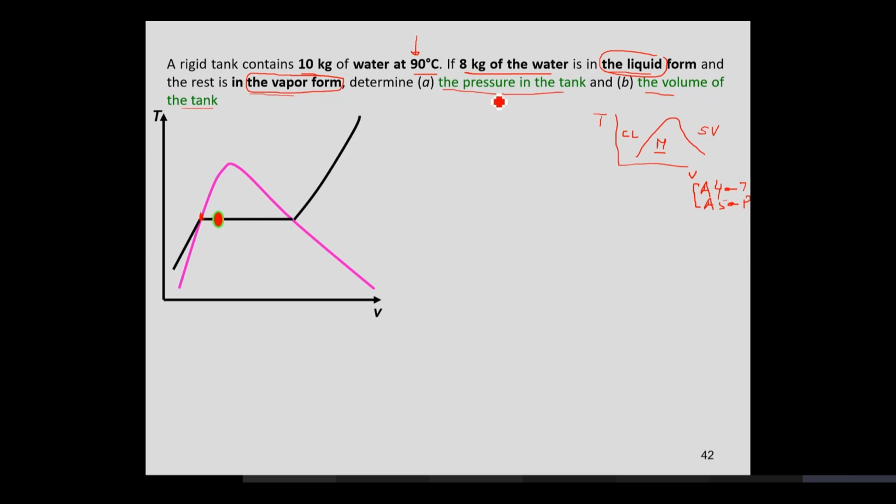Now the first thing you have to determine is the pressure in the tank. And what is the pressure? This black line is a constant pressure line. So you have to find the pressure in the tank, and the pressure refers to this state, which is essentially the pressure corresponding to T saturation. And T saturation is given to you as 90 degrees centigrade. So can you highlight the table that we have to look into and how would you find out the pressure in the tank?